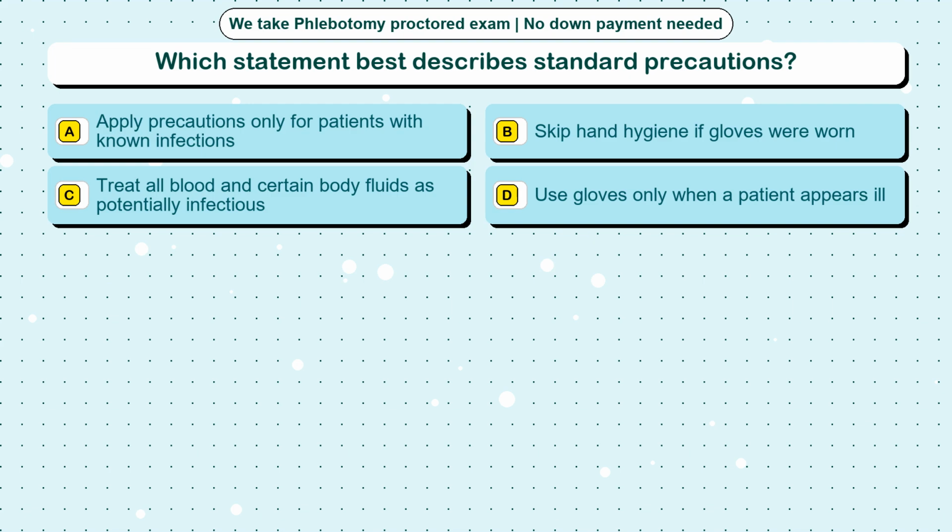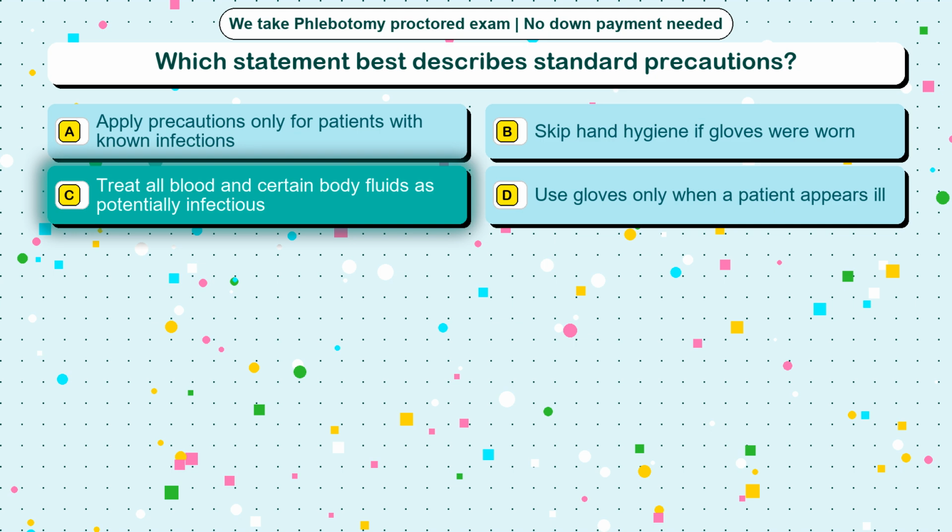Question 72. Which statement best describes standard precautions? Option A, apply precautions only for patients with known infections. Option B, skip hand hygiene if gloves were worn. Option C, treat all blood and certain body fluids as potentially infectious. Option D, use gloves only when a patient appears ill. The correct answer is option C, treat all blood and certain body fluids as potentially infectious.